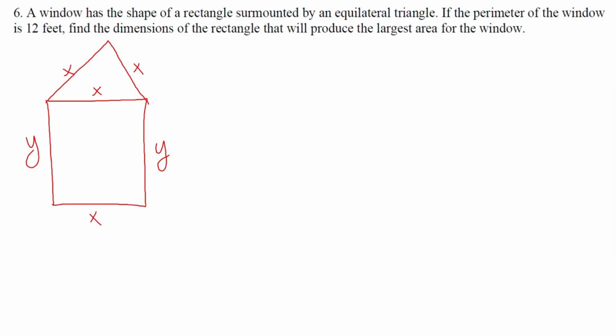Since it's an equilateral triangle, all pieces of the triangle have to be the same. So the area of our window, which is what we're trying to maximize, is just going to be the area of the rectangle, which is xy, plus the area of the equilateral triangle, which you should know the formula for. It's the side length squared times root 3 over 4. If you don't know that formula, it's on the formula sheet, so go find that formula sheet and memorize that formula.